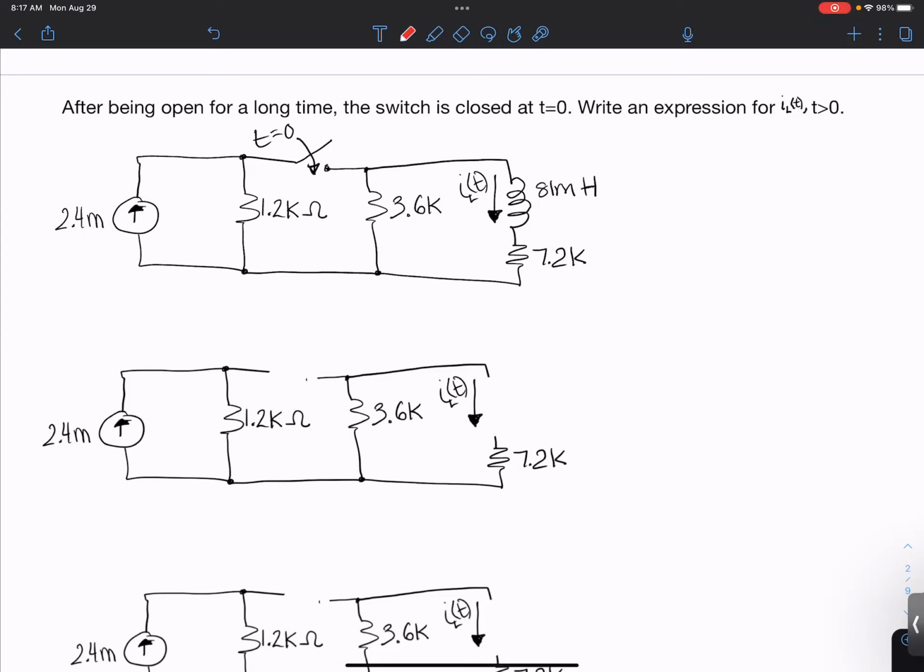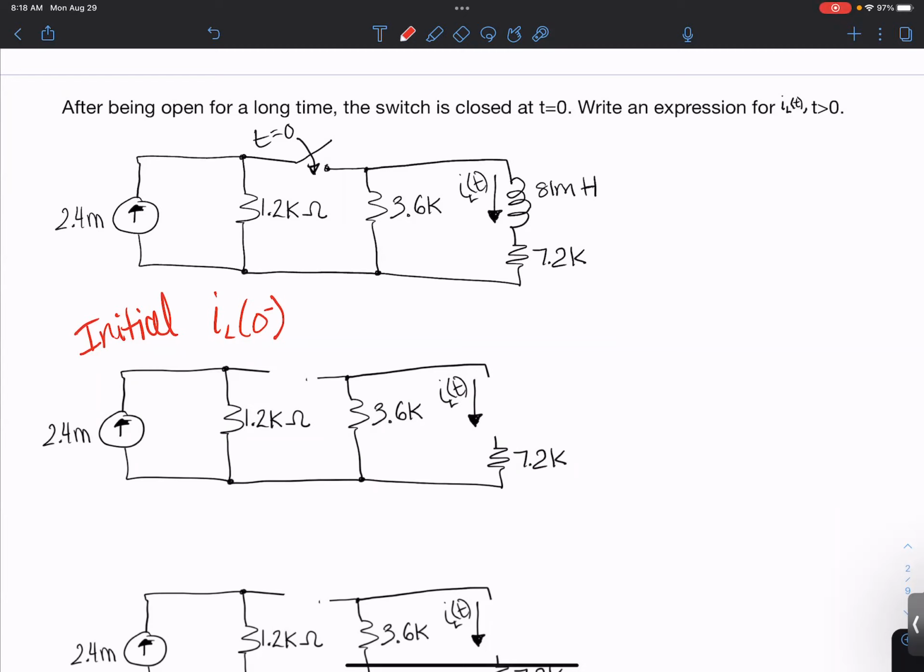So our zero minus, like right before the switch, is what we need to find the values of the inductor. And for the inductor, we find the current going through that. So the initial one, we're going to use the current at zero minus. And then we know that that current has to stay the same right after the switch. But if we found any other value within the circuit, we're going to use that as a current source.